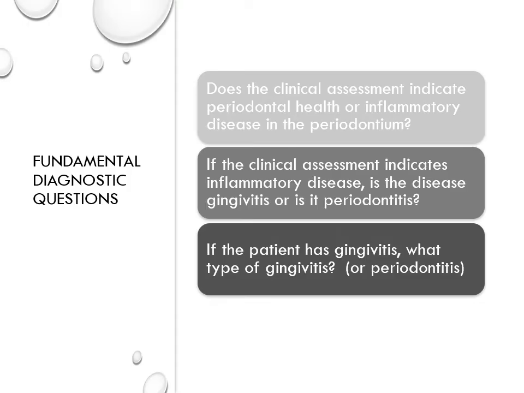So, fundamental diagnostic questions. Does the clinical assessment indicate periodontal health or inflammatory disease in the periodontium? So are they healthy or do they have a disease of some type? If the clinical assessment indicates inflammatory disease, is that disease gingivitis or periodontitis? And if the patient has gingivitis, what type of gingivitis is it? Is it chronic or is it acute? And if the patient has periodontitis, what type of periodontitis is it? Is it stage 1, stage 2, and on and on?